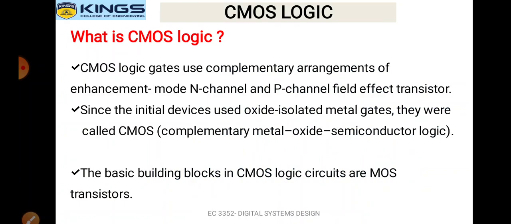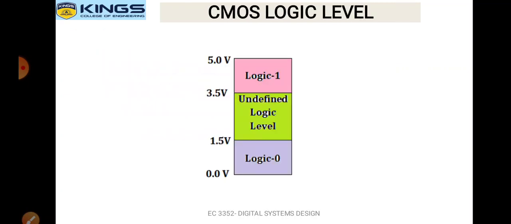The basic building blocks in CMOS logic circuits are MOS transistors. Why have they chosen this MOS transistor? Because the resistance will be either very low or very high. So only they have chosen this MOS transistor. This is nothing but the CMOS logic level.